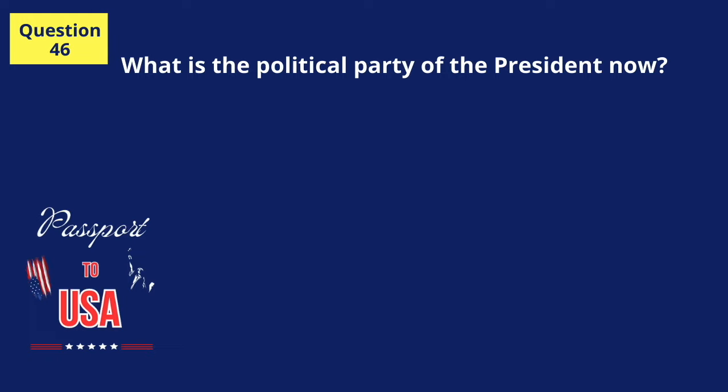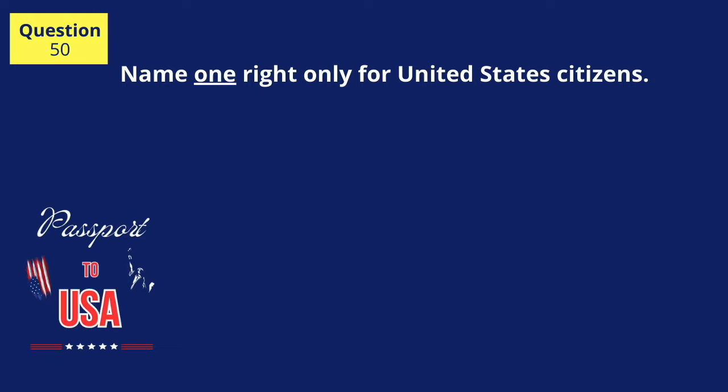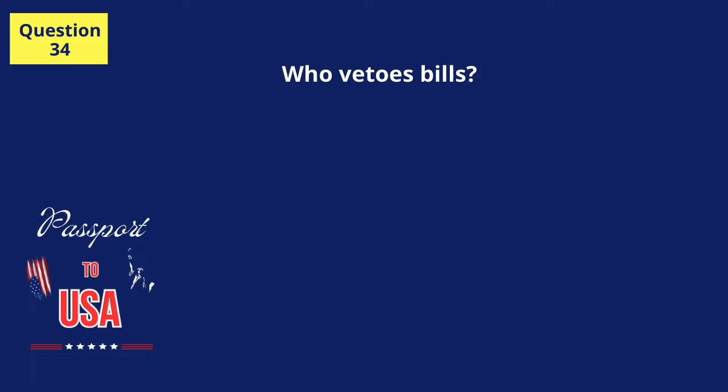What is the political party of the president now? Democratic Party. Who is the father of our country? George Washington. Name one right, only for United States citizens. Vote in a federal election. Who vetoes bills? The president.